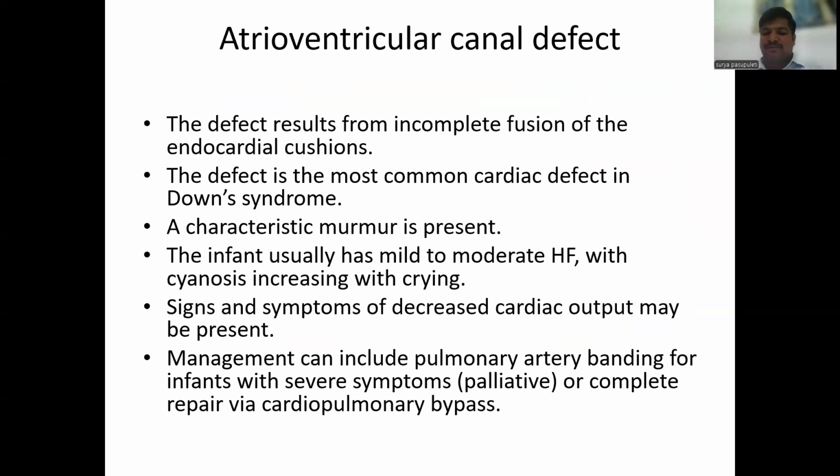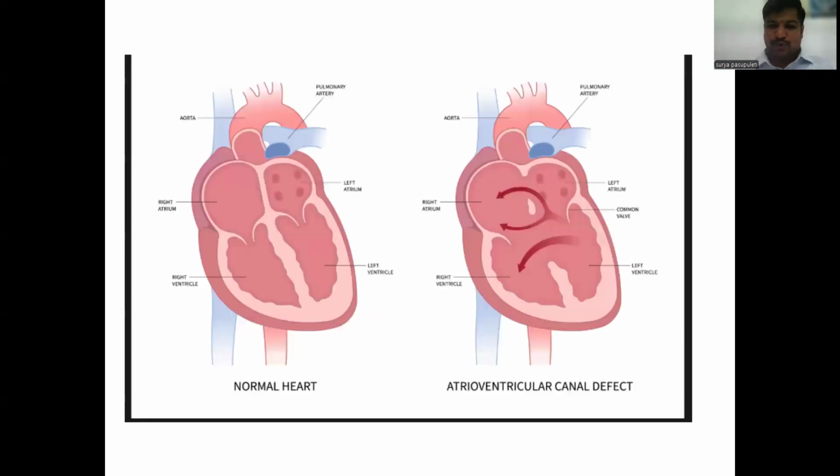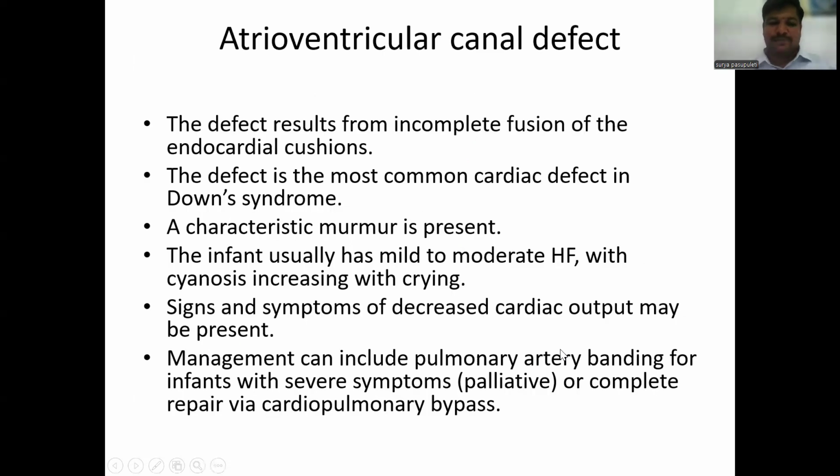The palliative management will be seen here: pulmonary artery banding. When we do pulmonary artery banding, we are automatically increasing the pressure in the right side, that decreases the shunting of the blood from left to right. Hence, we are going to do the pulmonary artery banding. And complete repair can be done through cardiopulmonary bypass grafting.